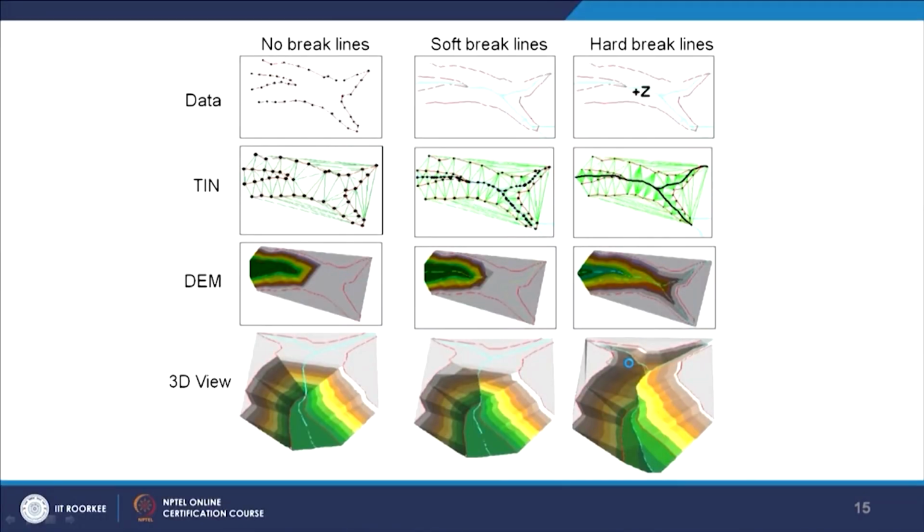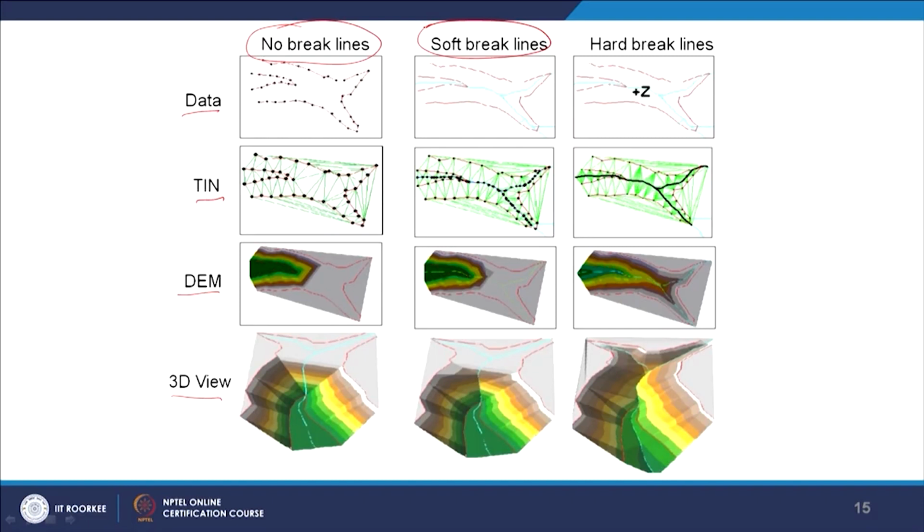Now, break lines. I will also try to show this through software. If I generate a surface, a TIN or digital elevation model, here we have no break lines. In this example, this is the input data, this is how the TIN will be created, and this is the digital elevation model, meaning the raster, and this is how the 3D view will look based on the digital elevation model. But if I have soft break lines, that means my break lines are not very hard.